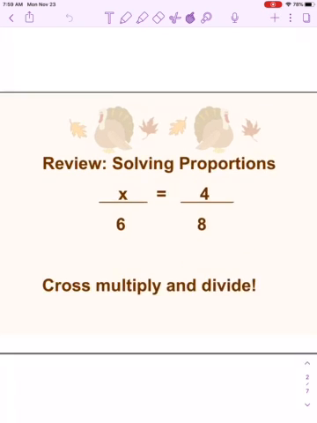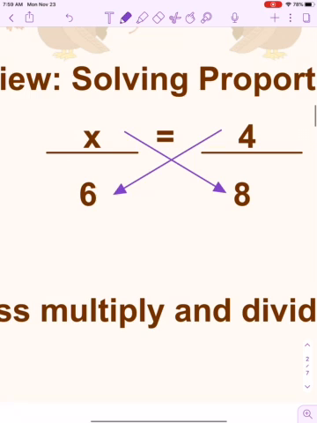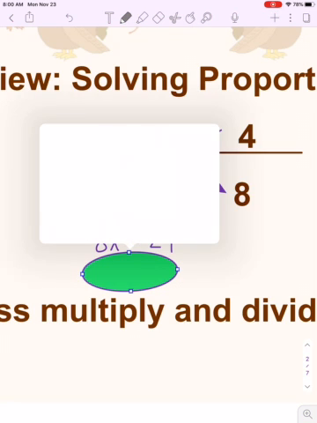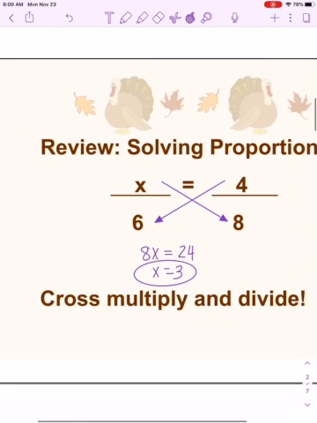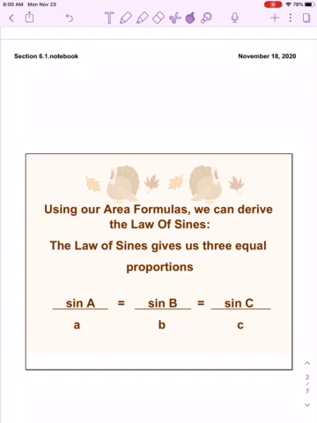The law of sines is going to be based on proportions, so we just have to remember how to solve proportions. Proportions are two equal ratios, or two fractions that equal each other, and we can cross multiply over the equal sign. So 8 times x is 8x. You set it equal to your cross product. 6 times 4 is 24, and then you just solve for x, so x is 3. That's just a quick reminder of how to use proportions: cross multiply, divide. The law of sines is proportions as well.